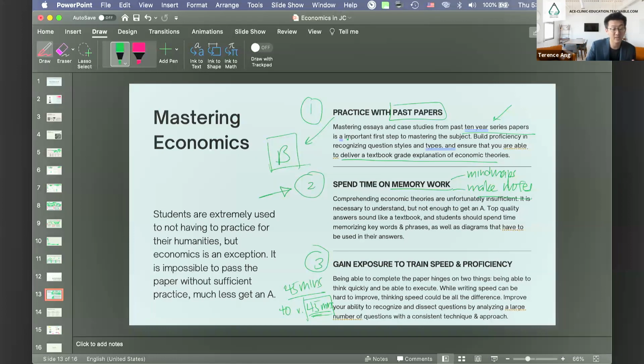So we said the 10-year series is the baseline to get a B. What you need is to look at other school prelim questions as well. Right? So the formula is not too different from how we deal with PSLE and O-levels, which is we need to do past papers. We also need to do other school papers so that we get a good mix. We get a healthy enough mix of questions, right? To make sure that, okay, we can recognize questions really quickly and we know what the questions want from us. So 3 steps, right? Practicing past papers, spend time on your memory work, gain exposure to train your speed, as well as your proficiency.